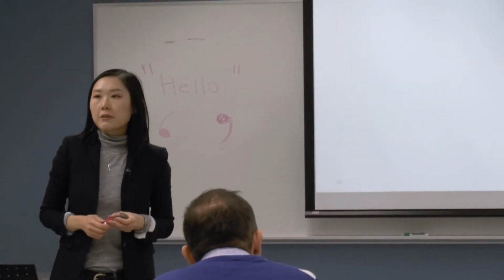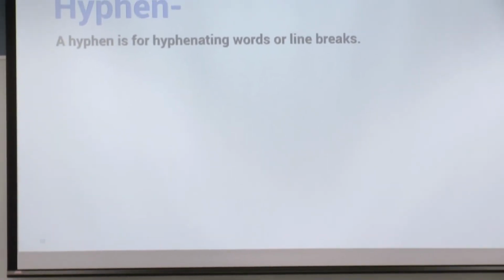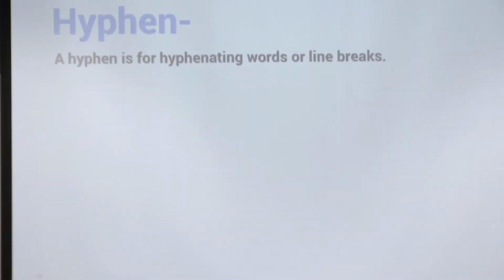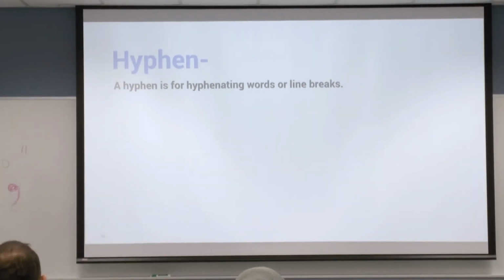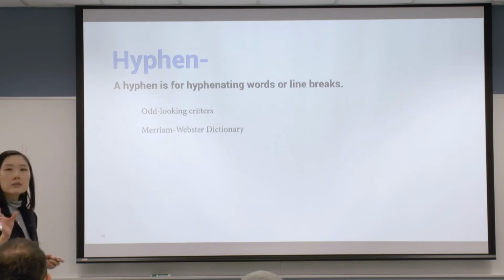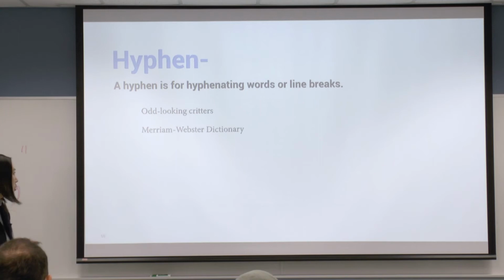First thing, a hyphen. A hyphen is the shortest line that you usually have in the character set. They're only used for hyphenating words or line breaks. Here are some examples. My last name has a hyphen, so Zhang-Kennedy, I would use the hyphen. Other examples are things like odd-looking creatures, Merriam-Webster dictionary, those are hyphenated words.